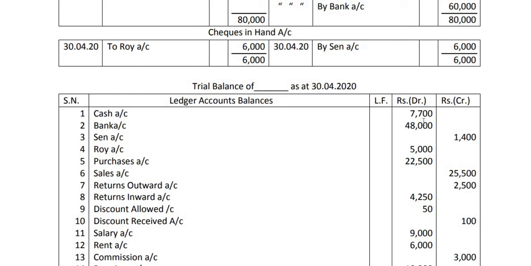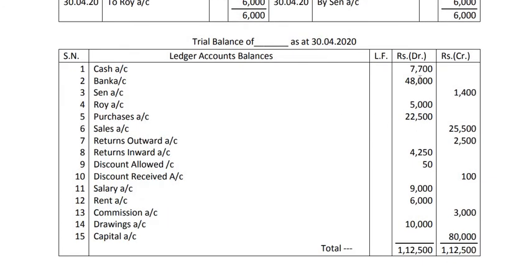Now these are the accounts which are showing a debit balance: 1, 2, 3, 4, 5, 6, 7, 8, 9. And these are the 6 accounts showing a credit balance. In the cash account there is a debit balance, in the bank account there is a debit balance, but in the Sen account there is a credit balance. In the purchase account there is a debit balance, in the raw account there is a debit balance, but in the sales account there is a credit balance. In the return outward account there is a credit balance, but in the return inward account there is a debit balance. Discount allowed, we have a debit balance.